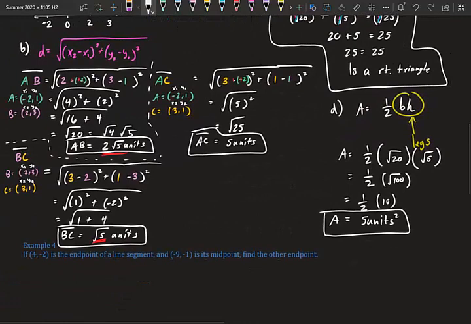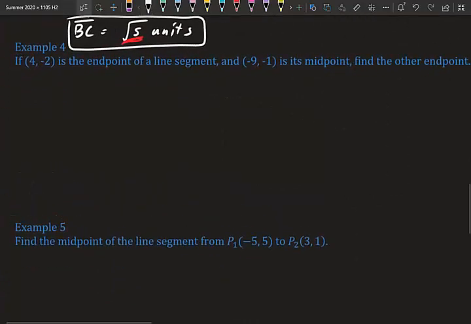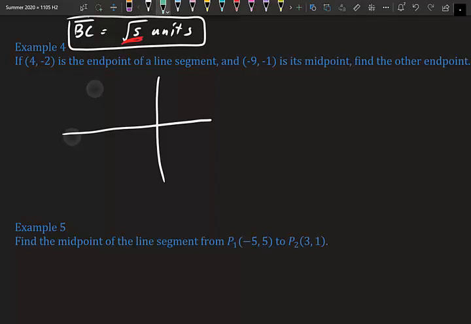All right, example 4. If (4, -2) is an endpoint of a line segment, and (-9, -1) is its midpoint, find the other endpoint. So I'm going to graph what it's giving me, because this seems like there's a lot going on. If I were to draw a coordinate plane, which is just 2 number lines, we have a point at (4, -2). So let's say, oh, that's really big.